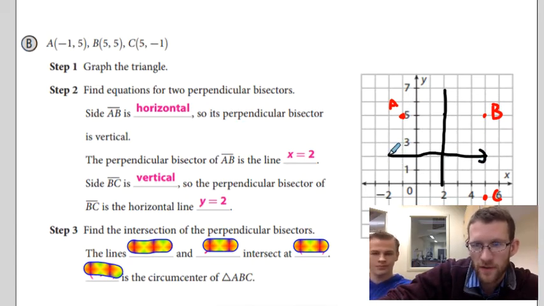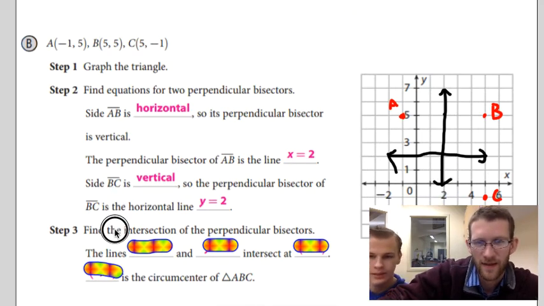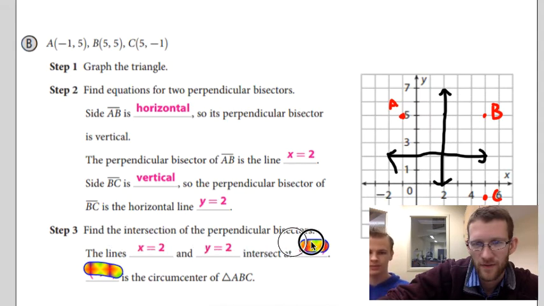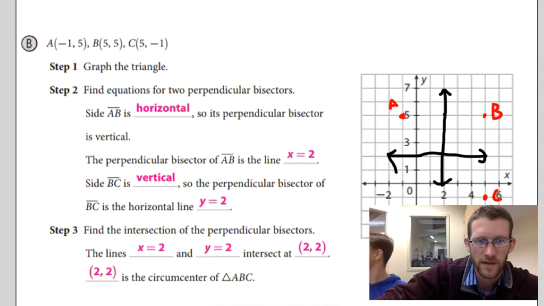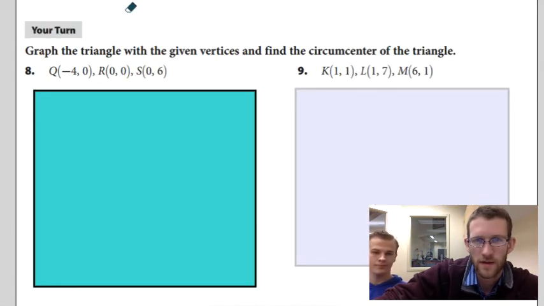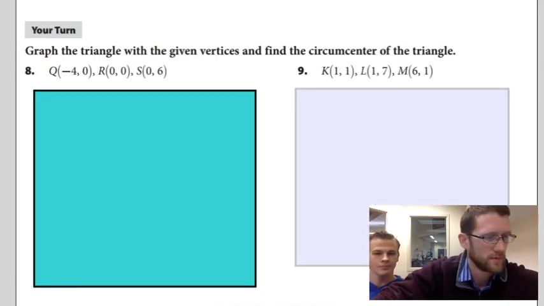We could get the perpendicular bisector of AC. That would also work, but the math is a little bit harder there. Okay, so Sam, where do these 2 lines intersect? They intersect at 2, 2. Yeah, 2, 2. So 2, 2 is the circumcenter. We can calculate that. Go ahead and try 8 and 9 real quick.